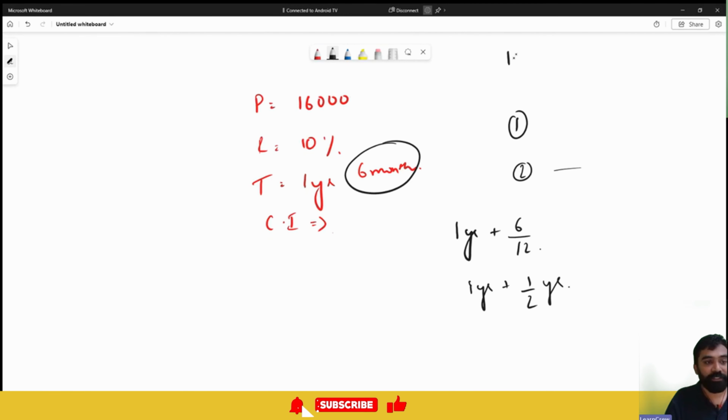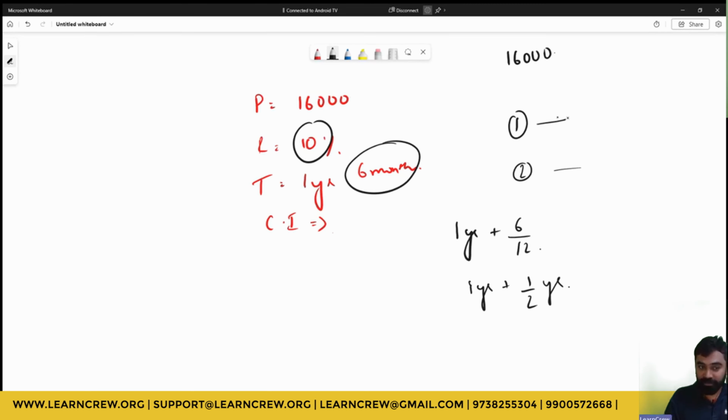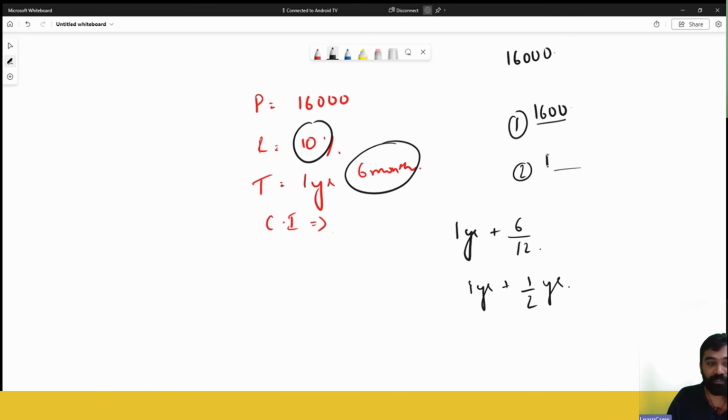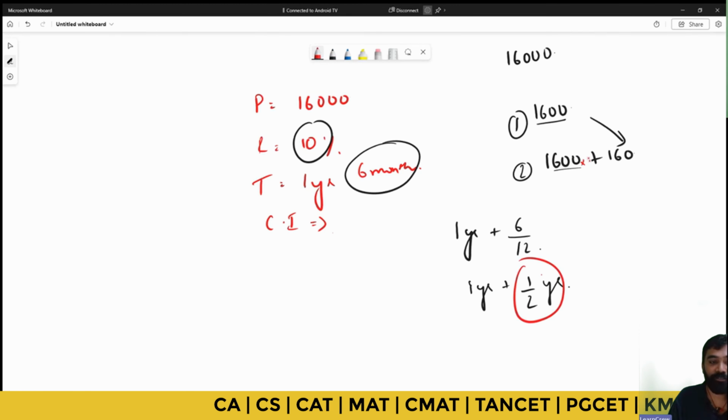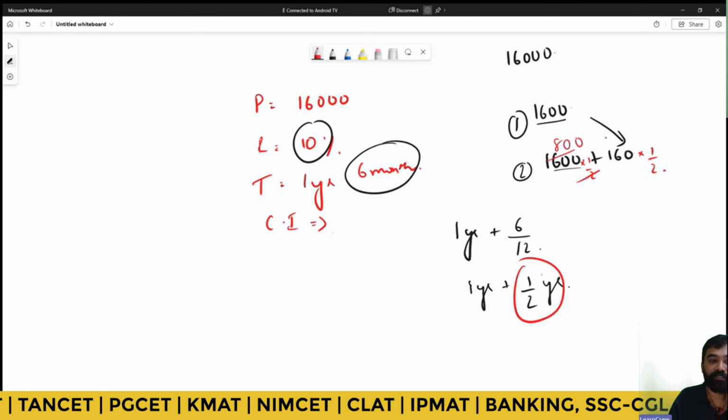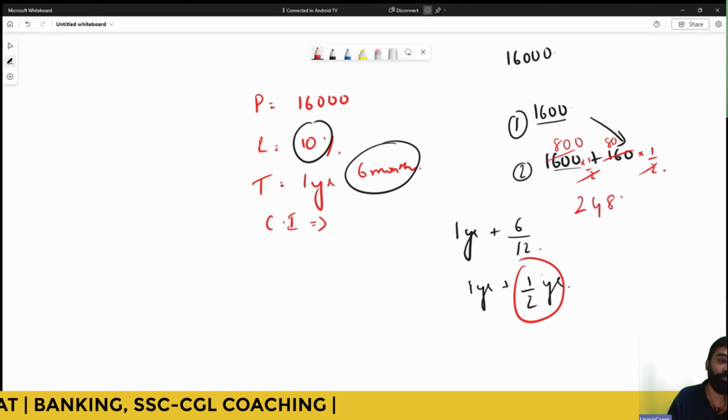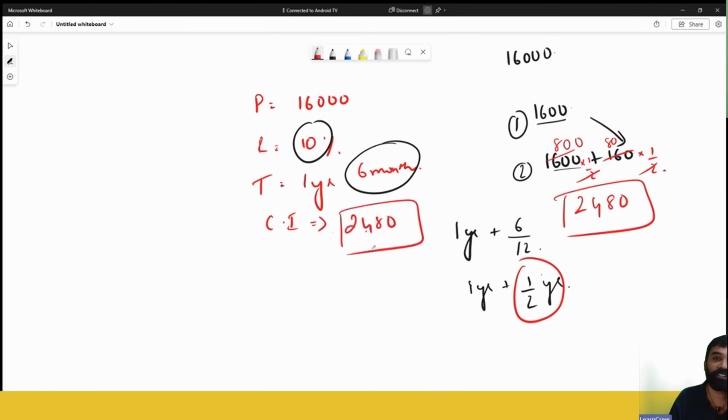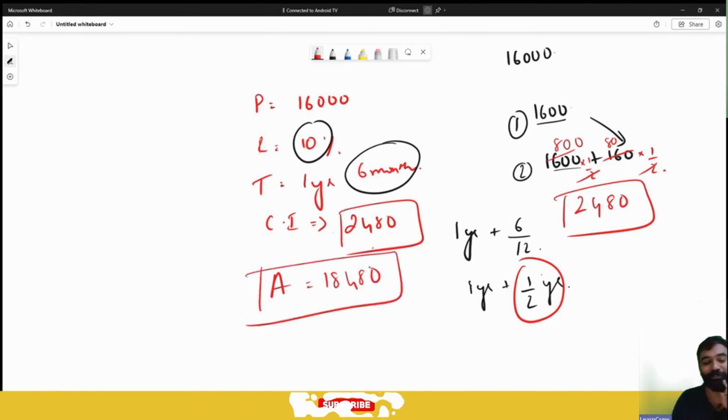So here the principal is 16,000 and the rate of interest is 10%. For the first year, what is 10% of 16,000? 1,600. For the second year, 1,600 plus 10% of this, which is 160. But they have told half of it, so multiply this by half. This becomes 800 and this becomes 80. Now the answer becomes 2,480 as the compound interest. What's the amount? 18,480. Right? So what you're doing is finding out how many years it is and finding the fraction for it. That fraction you multiply with the second year or the third year, whatever.